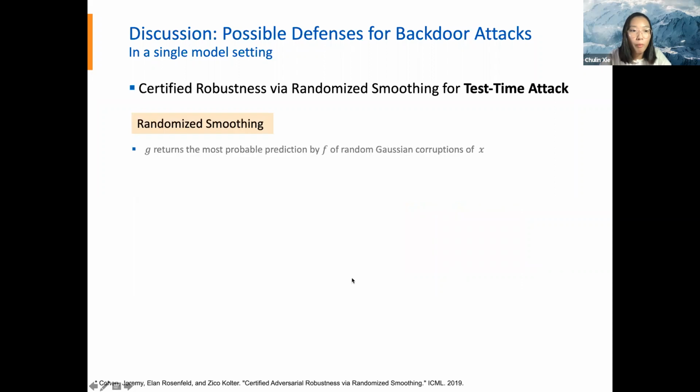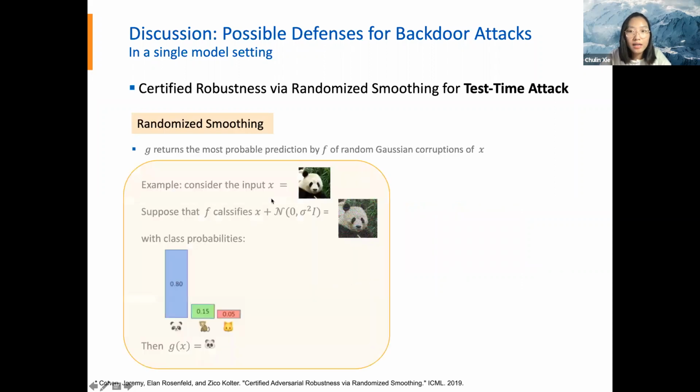Here is an example. Consider that input X is a panda image. Suppose F classifies the noisy panda image with class probabilities like this: panda 0.80 probability, monkey 0.15 probability, and cat 0.05 probability. Then G(X) is defined as panda, because panda has the highest probability.